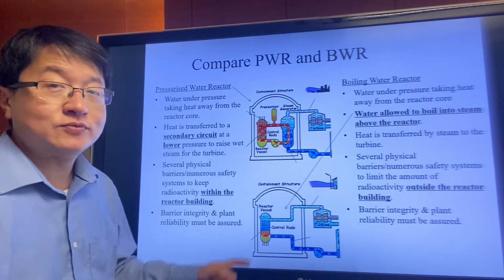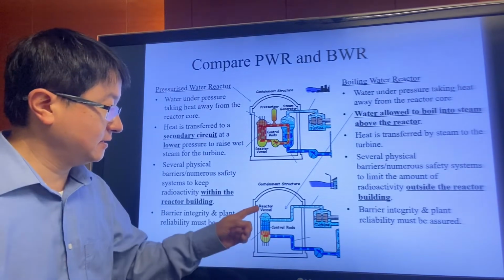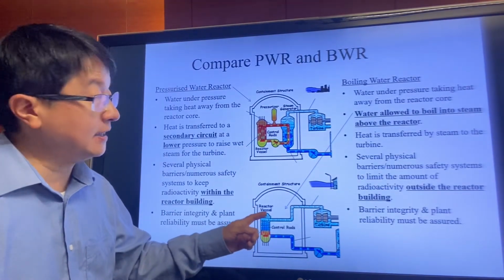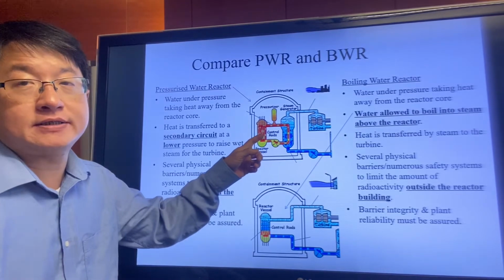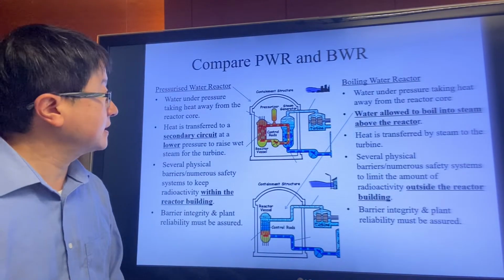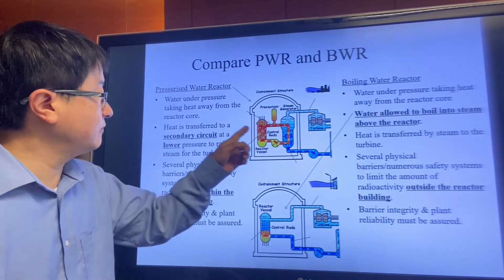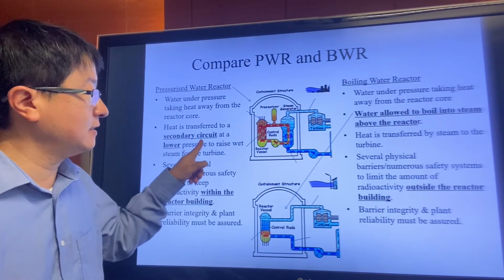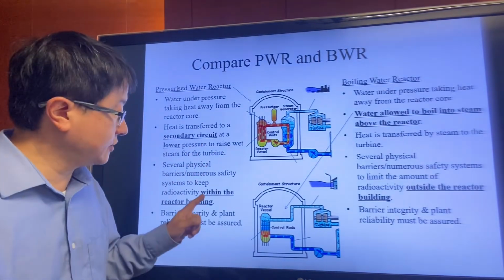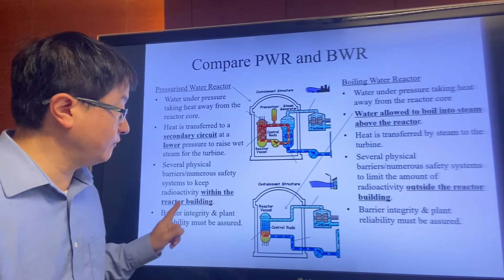This diagram shows the differences between the boiling water reactor and a pressurized water reactor. Basically, for the pressurized water reactor, there is a secondary circuit, and the heat exchange occurs within the reactor building.